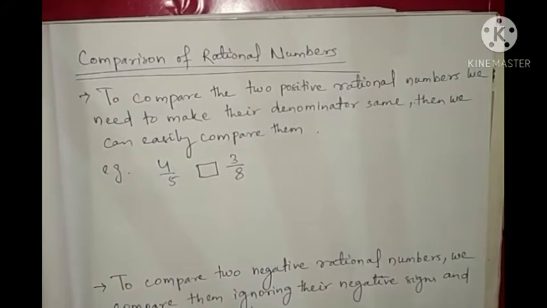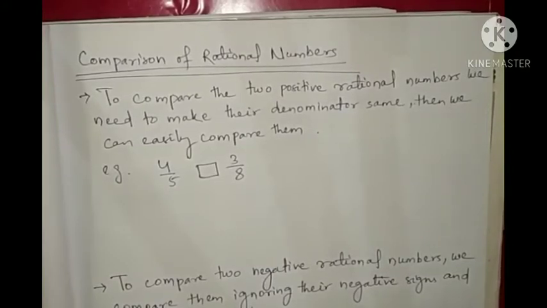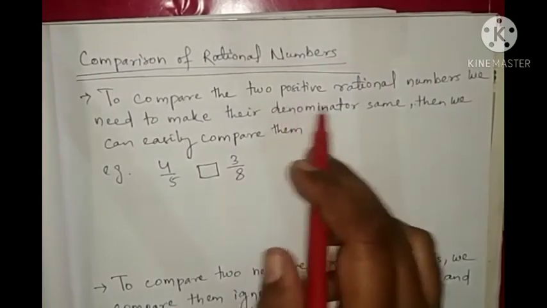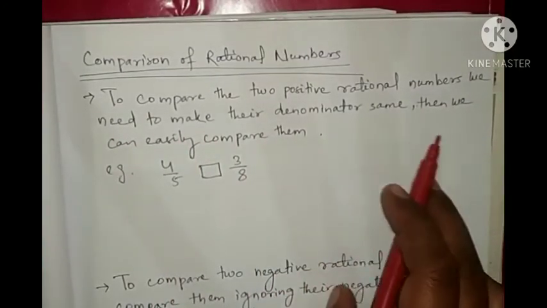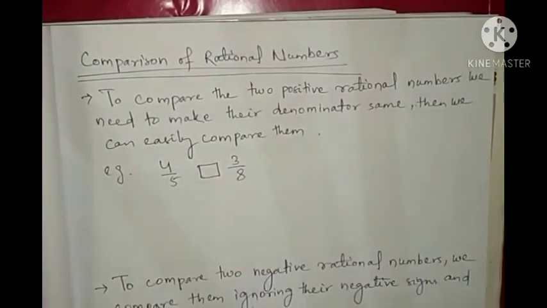So how will we compare? Meaning which rational number is bigger and which is smaller. How will we see? Let's see. To compare two positive rational numbers, we need to make the denominators the same, and then we can easily compare them, like we compare fractions.